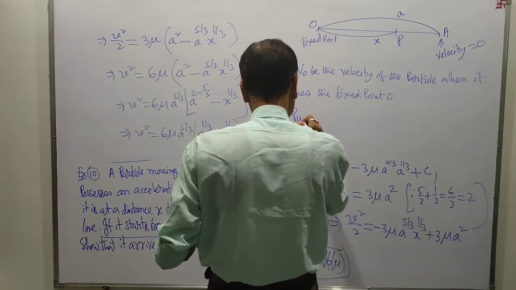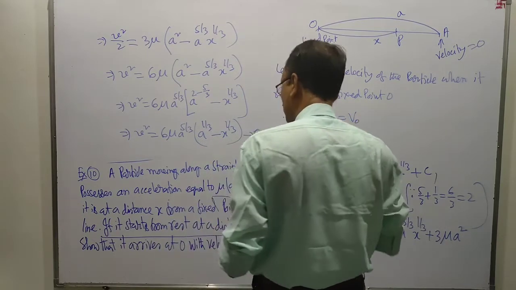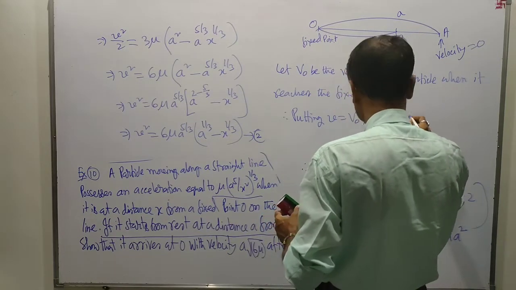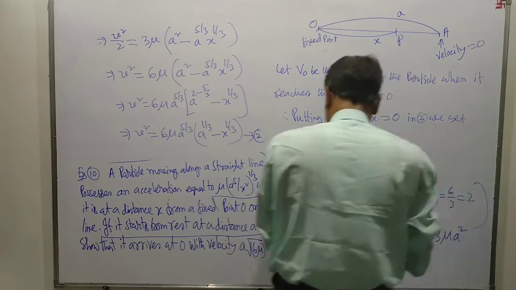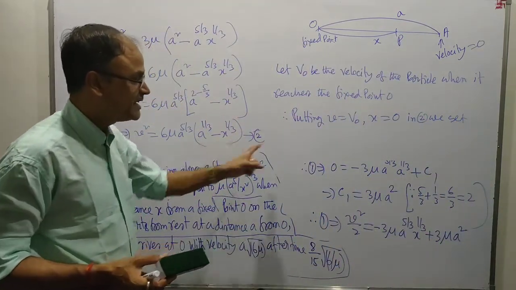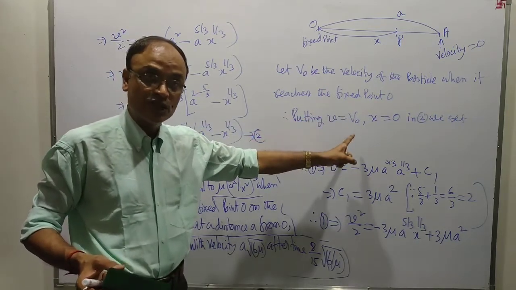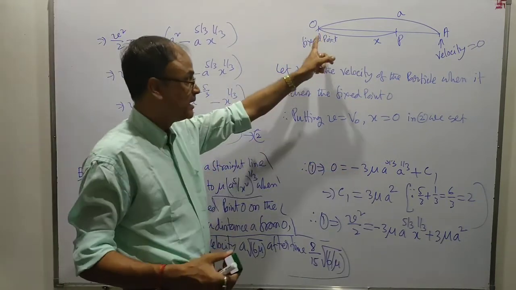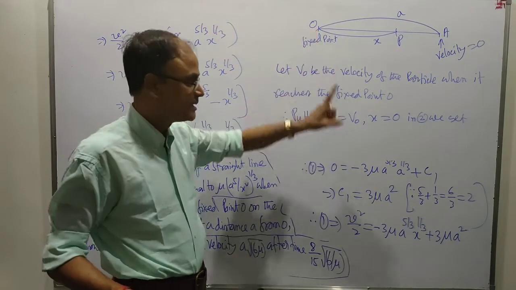Therefore, putting V equal to V naught and X equal to 0, we get V naught, the velocity of the particle when it reaches the center of force. The distance from O to O is equal to 0.